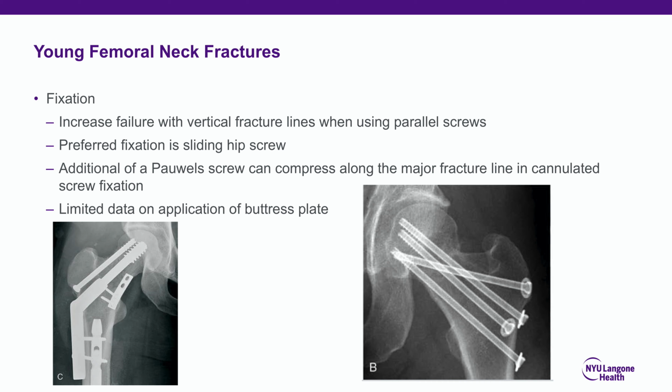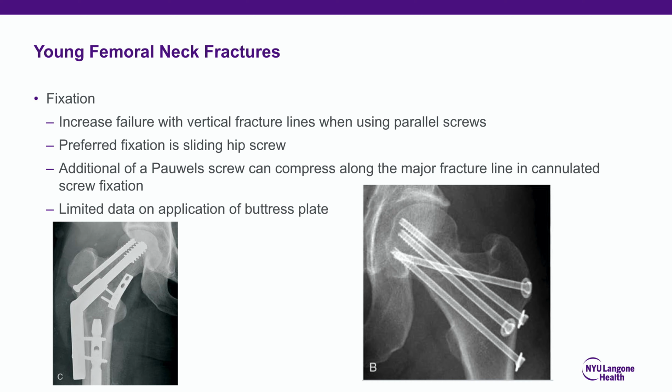Fixation also plays a role in successful treatment of these injuries. The more vertical the fracture, the higher the failure rate of cannulated screws, unless a Powell screw is added. This is a transverse screw that runs perpendicular to the fracture to compress the vertical fracture line. The preferred fixation is a sliding hip screw.